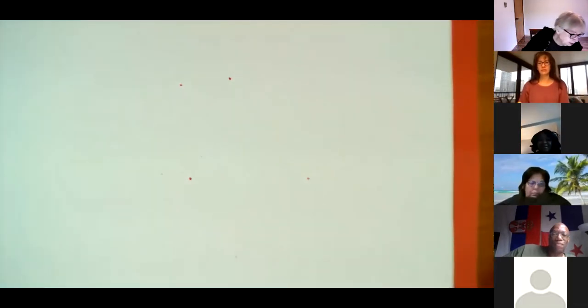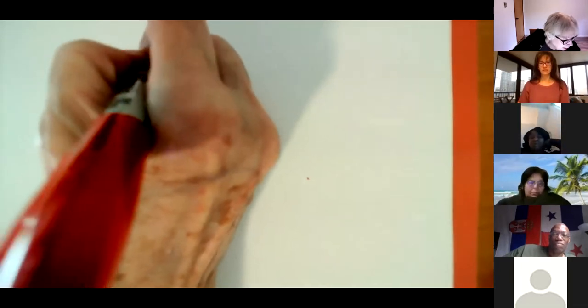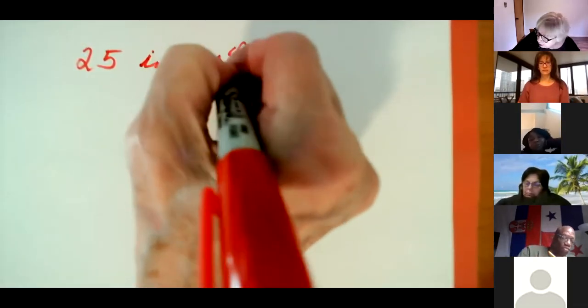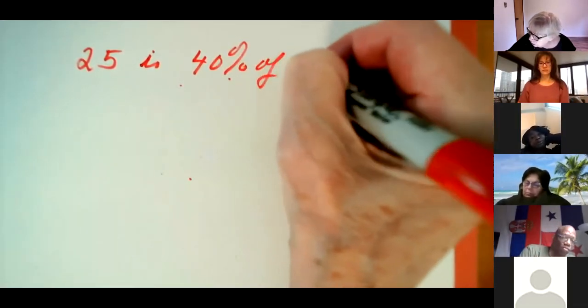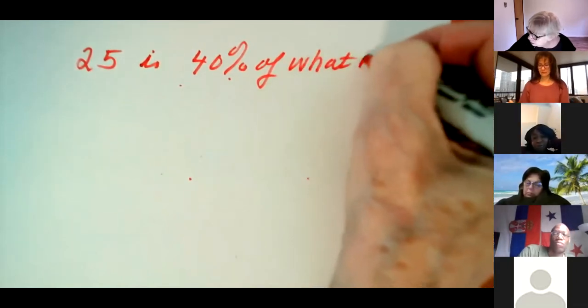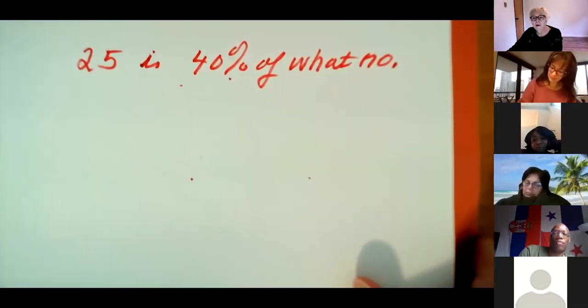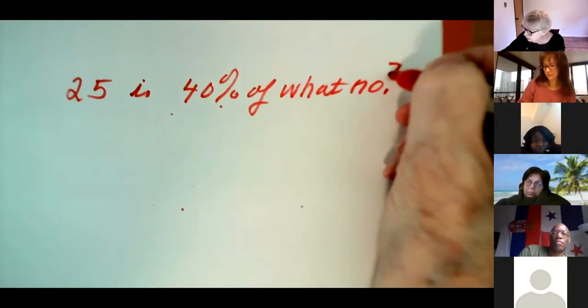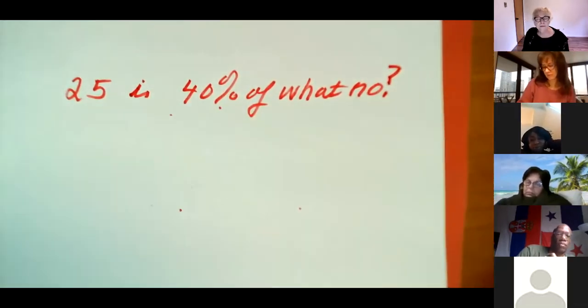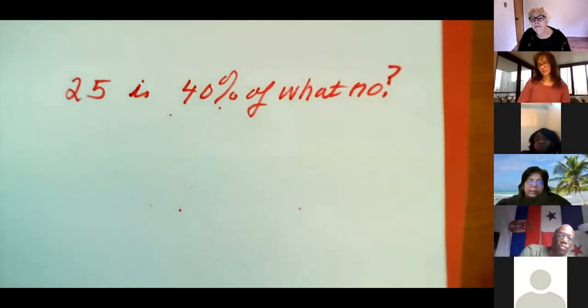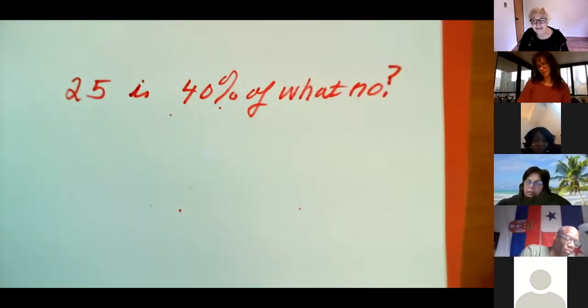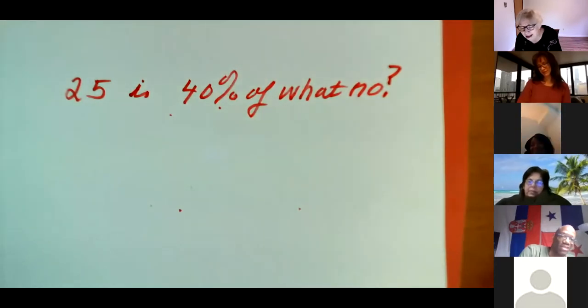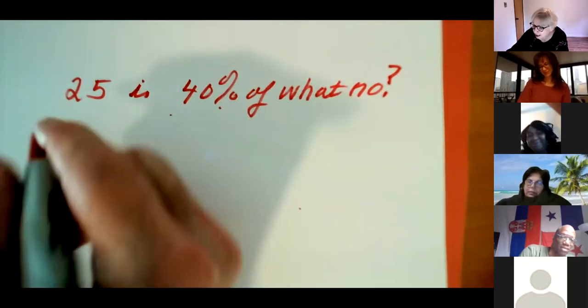I got one more for you. There's 3 of them. 25 is 40% of what number? Okay, I'm going to just abbreviate number. English, bad English. We want math, right? I'm kidding you. English is not bad. I just like math better.